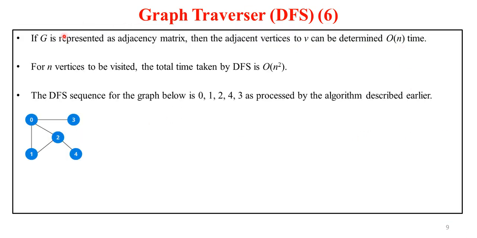If G is the graph represented as an adjacency matrix, then for all the algorithms including this one, with vertex v, all the adjacent vertices can be determined in big O of n time. As we have n vertices and are using an adjacency matrix of n cross n, this version will take a time of big O of n square. And if we see the sequence of the nodes, it is 0, 1, 2, 4 and 3. Thank you so much. We'll continue in the next lecture.